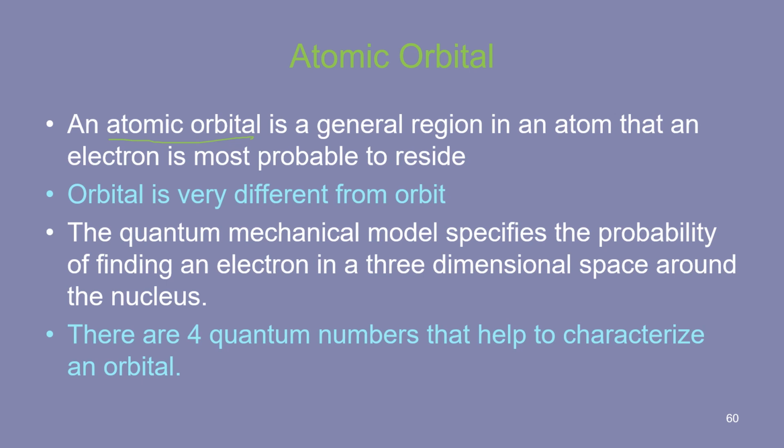They're not ringing around. We don't know exactly where the electrons are, but they're in a region in space that can be defined to a certain percentage. So anyway, this quantum mechanical model specifies the probability of finding an electron in a certain region in space around the nucleus. And there are 4 quantum numbers that help us characterize what an orbital is and where electrons are found.